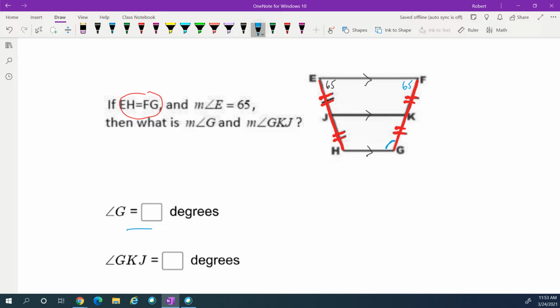Now that they're on the same side of the picture, we can see that we have parallel lines cut by a transversal. So the 65 and the angle G are supplementary. They are consecutive interior angles. So they're supplementary, and we get 115.